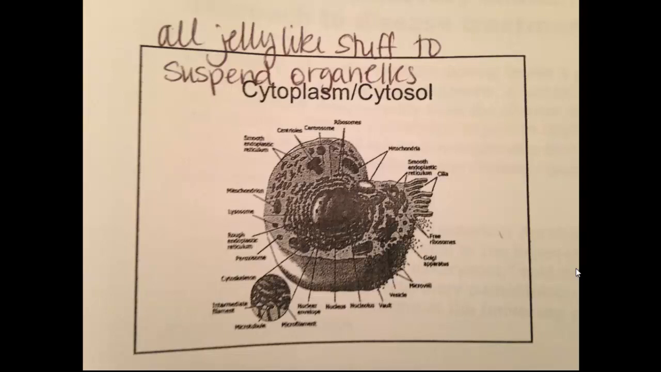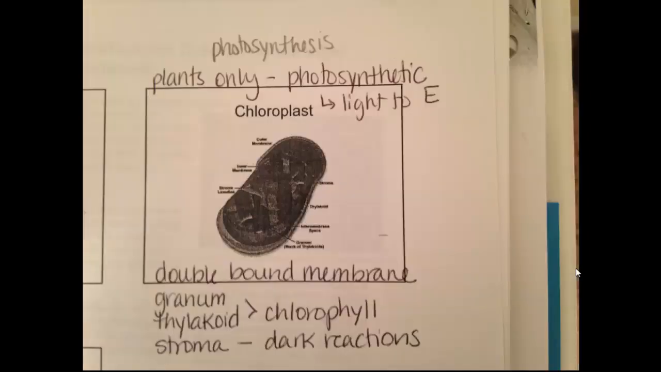Cytoplasm, we said, is all the jelly-like stuff that's in the middle of the membrane. It's going to help to suspend the organelles and just give it that nice fluid environment, a little bit stronger than water.